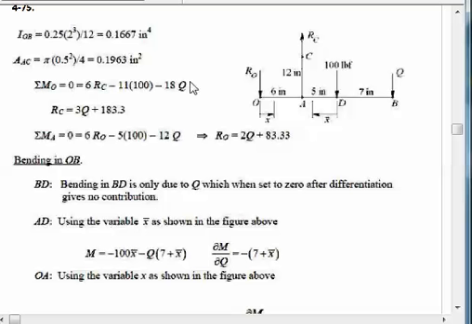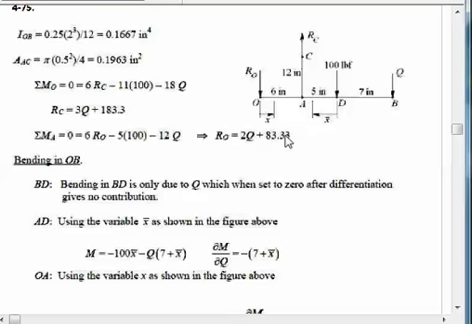Then when we solve that moment equation for the unknown reaction at C, we will get 3Q plus 183.3. I will leave it to you to check that moment equation. If you have any questions about it, ask about it in class. Then when we sum moments about point A and set it equal to 0, it involves the reaction at O, and we can solve for the reaction at point O of 2Q plus 83.3.